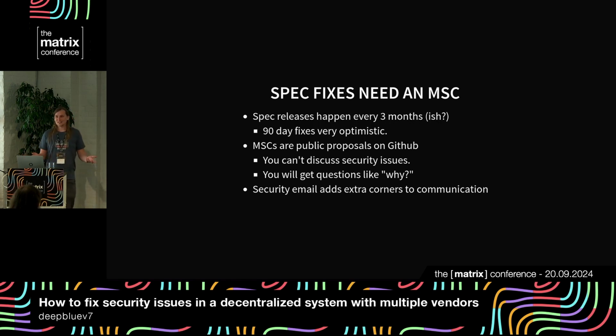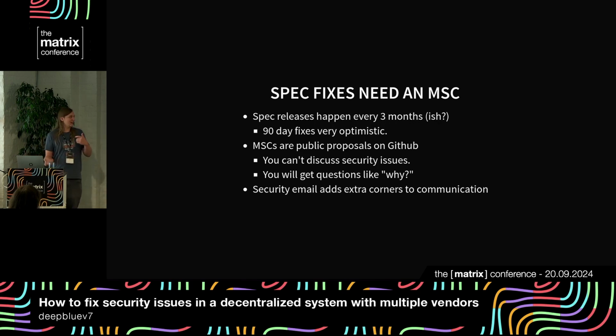Then the next thing is the MSC process is public because, again, transparency, openness is very important for the Matrix protocol. But then how do you deal with the security issue? You can't tell the people that, okay, the security issue can be abused in this way and that's why we need to fix it. You need to find somehow other reasonings that still make sense for the MSC and then publish that. And when someone then asks more complicated questions, it's very difficult to answer that in public.